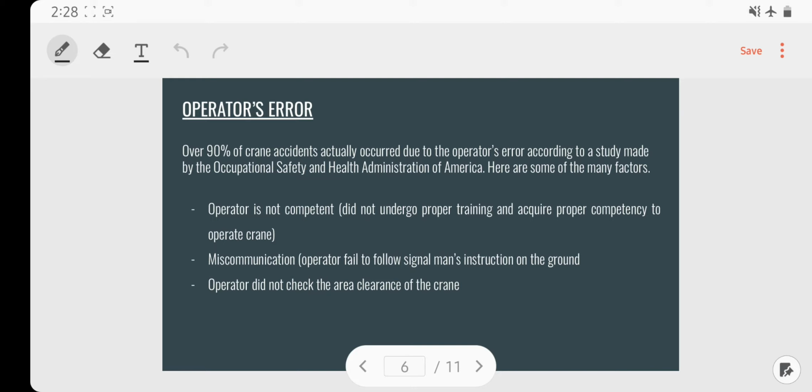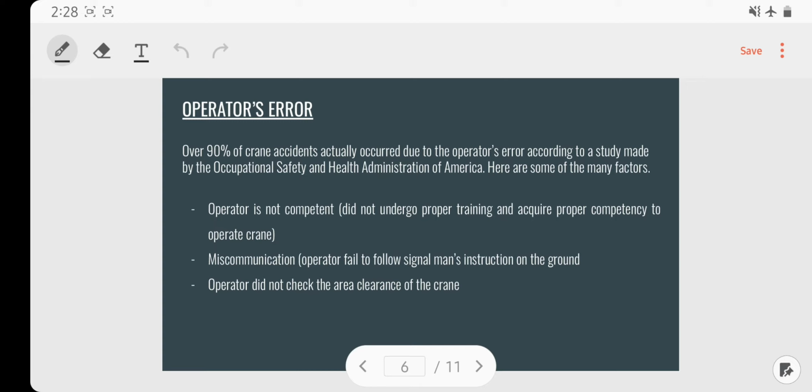One of them is that the operator is not competent. If the operator did not undergo proper training and acquire proper competency to operate the crane, they may not know how to properly operate the crane. For example, they don't know how to properly lift the material. They don't know how to move the crane about properly. So this may cause accidents to occur.